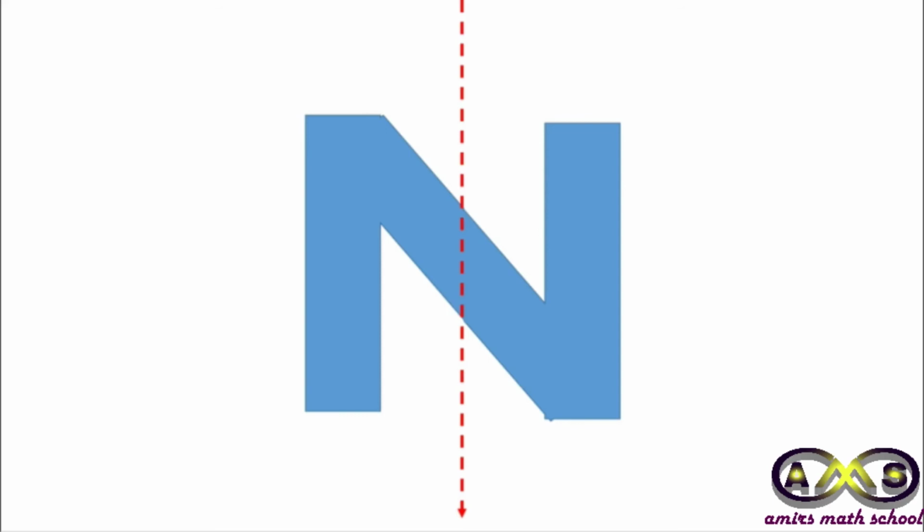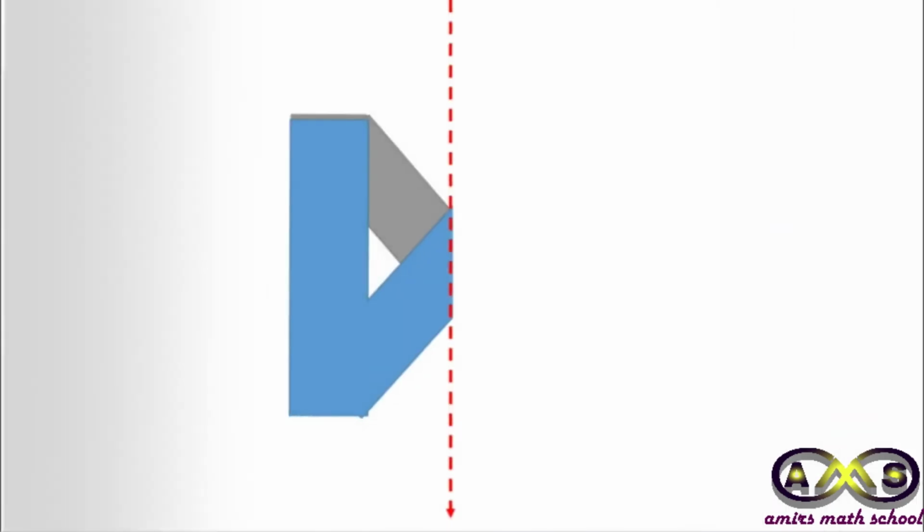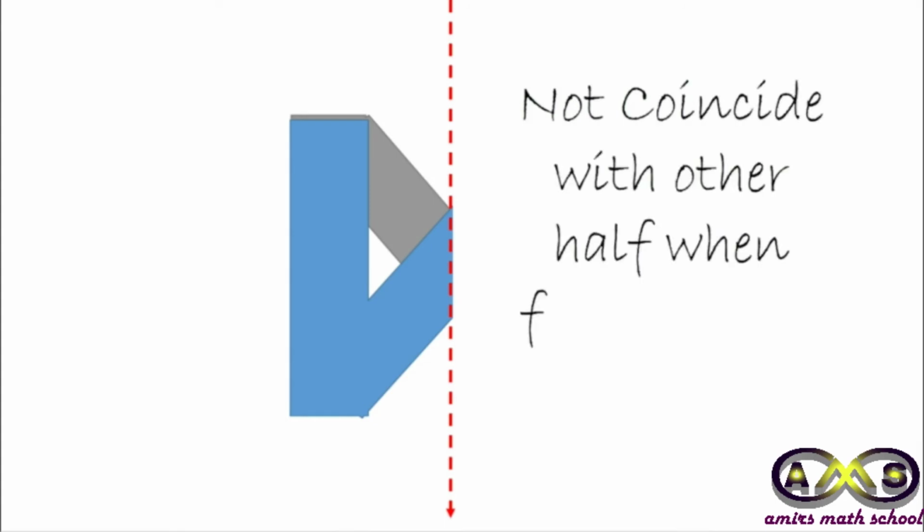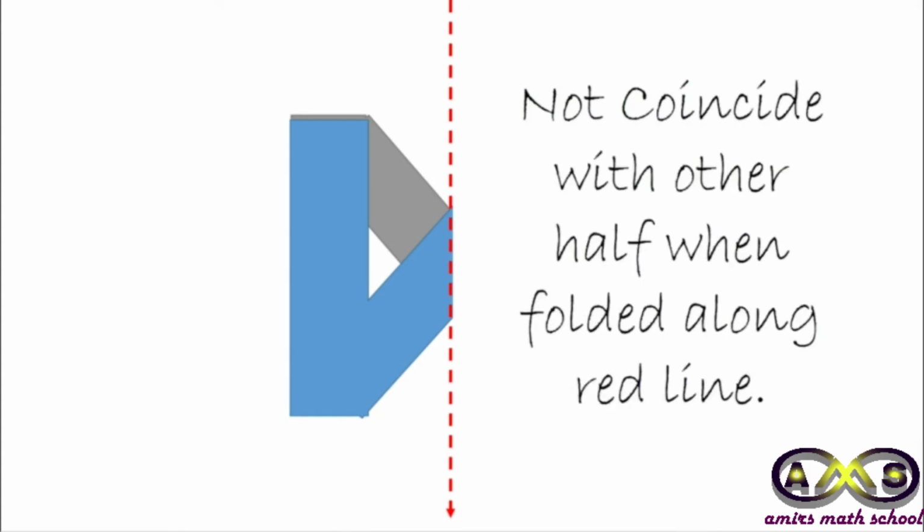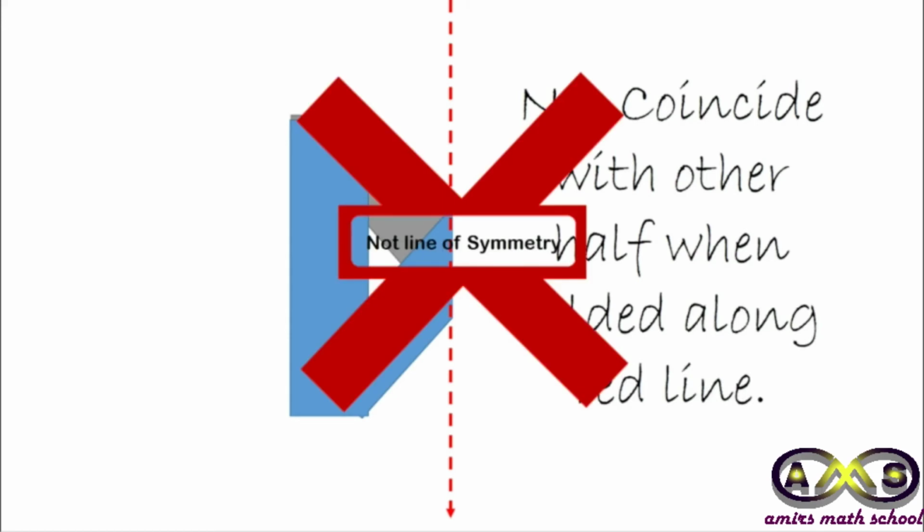For letter N, the result is the same. We can easily divide this letter N along this red line. But one equal half does not coincide with another half when folded along this red line. So we can say this red line is not a line of symmetry for this figure or shape.